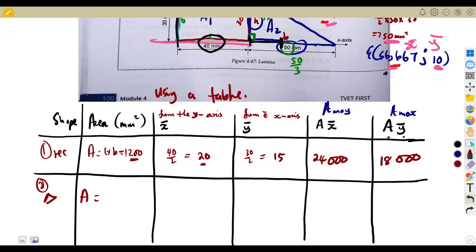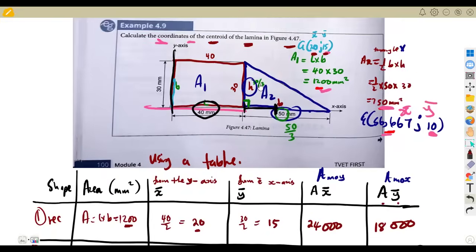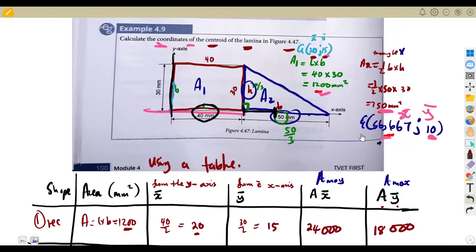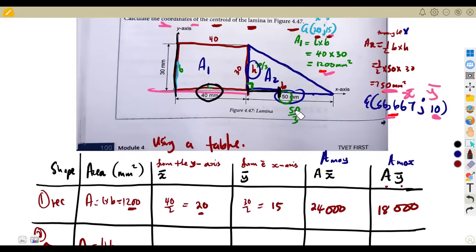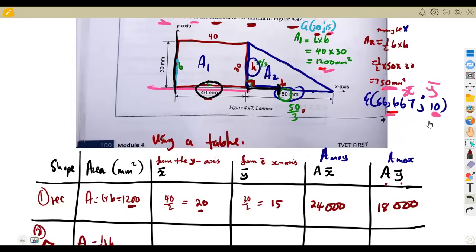So the area there for a triangle, we saw that this is a right-angled triangle, and we used half base times perpendicular height, and you got 750. All right. Then you talk about the x value. For the x value, remember, from the perpendicular height, it is supposed to be base over 3. But there's a 40, so we added 40 plus 50 over 3 and got 56.